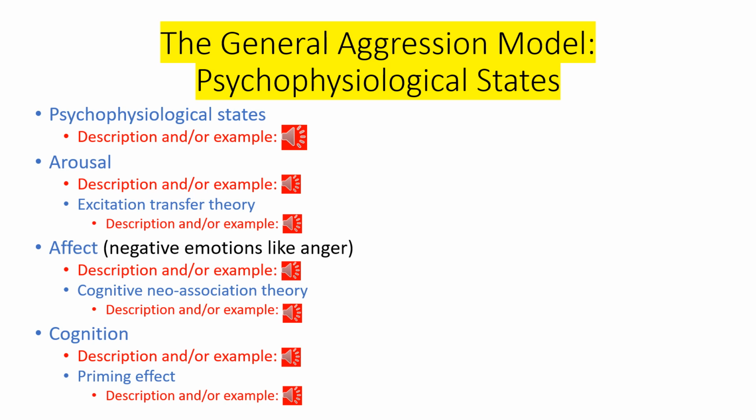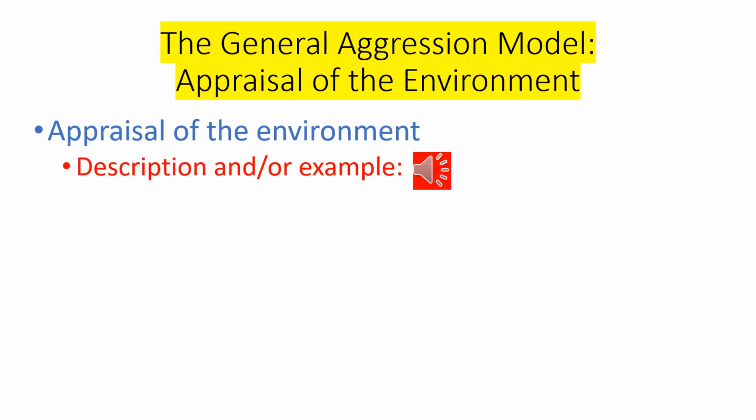As was stated earlier, according to the general aggression model, the situational and personal input variables do not have a direct effect on aggression. Rather, they work through the psychophysiological states. That is, the input variables are going to impact the psychophysiological states, which then in turn will impact aggression. The three psychophysiological states are arousal, affect, and cognition.